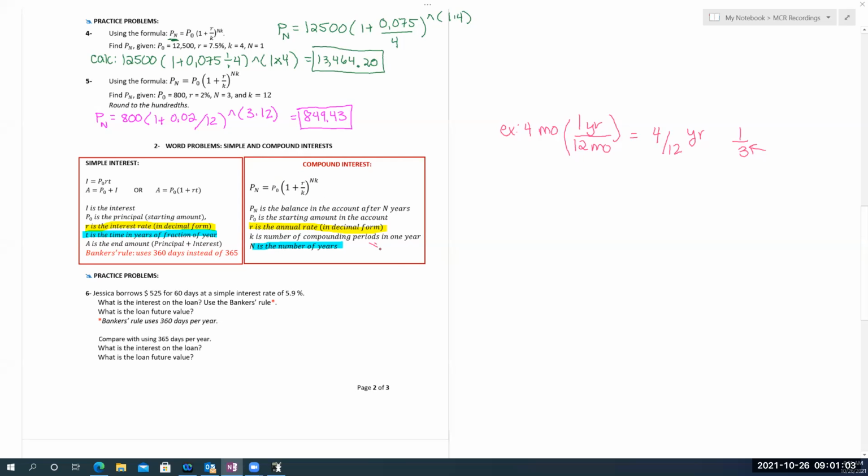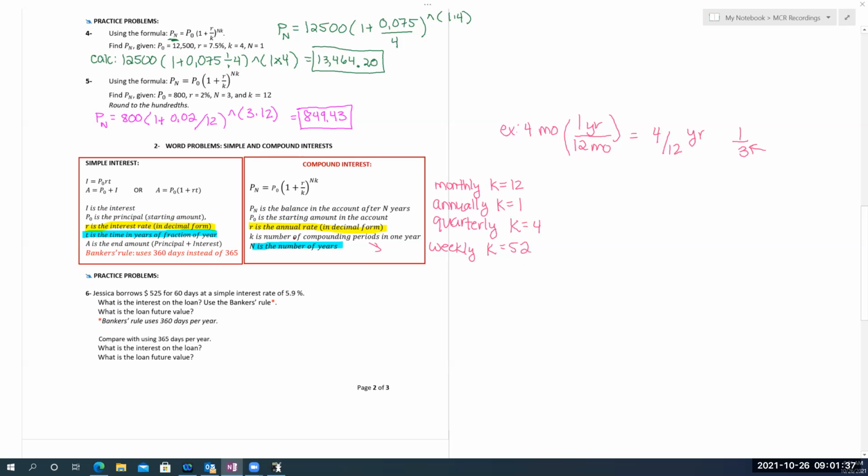K now is your compounding periods in 1 year. And it'll say compounded monthly, compounded daily. So if it's monthly, K is 12. If it's annually, that is once per year, K is 1. If it's quarterly, 4 quarters in a year, so K is 4. And those are just some common compounding that you'll see. If it's weekly, then K is 52.